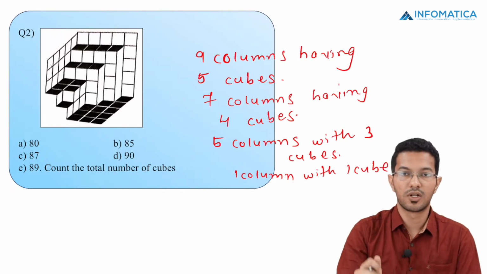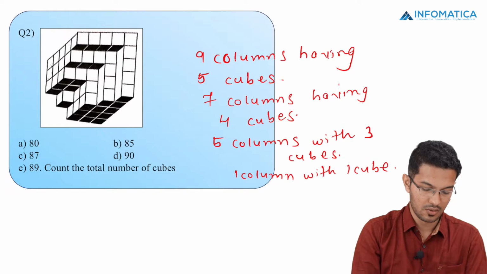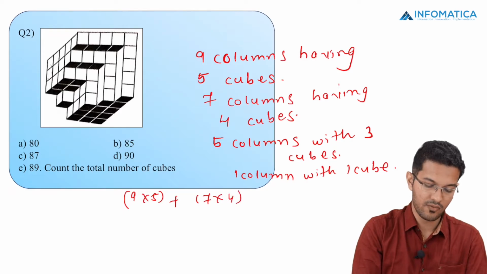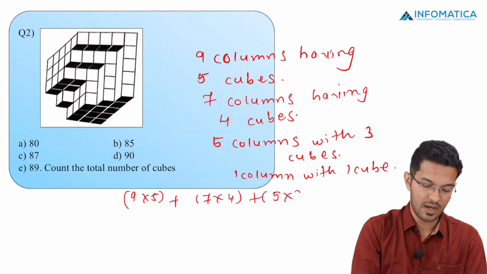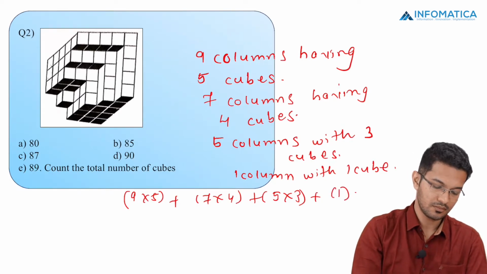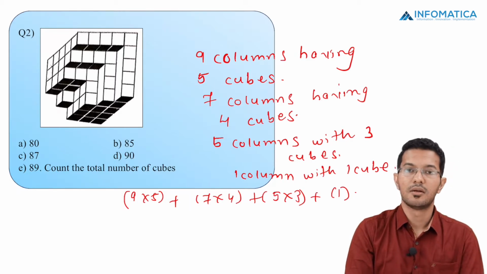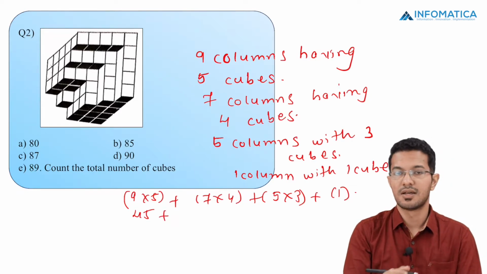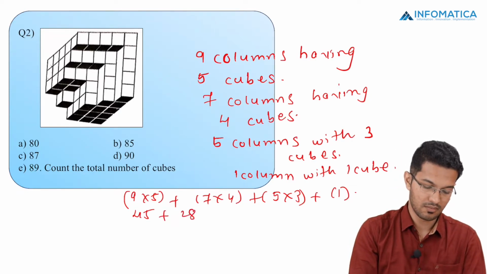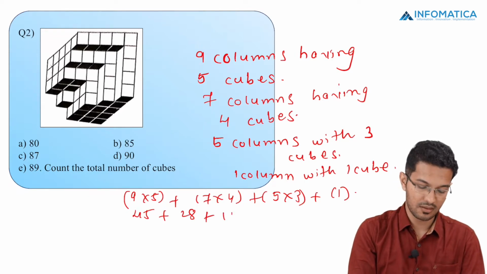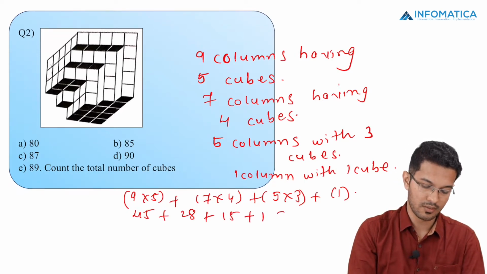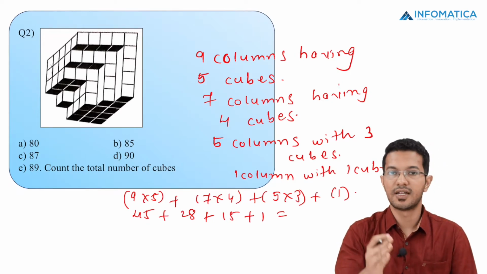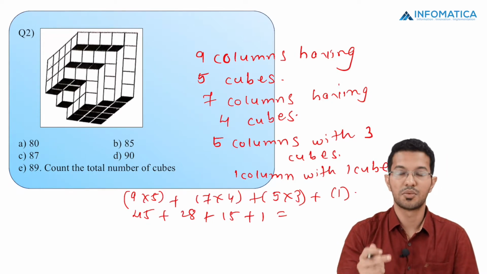So now let me go for the total number of cubes. So I will do 9 multiplied by 5 plus 7 multiplied by 4 plus 5 multiplied by 3 and add 1 to it. So 9 times 5 is 45. 7 times 4 is 28. 5 times 3 is 15. And then I add 1 to it. So if I add 45, 28, 15 and 1, I get the answer to be as option E, that is 89.